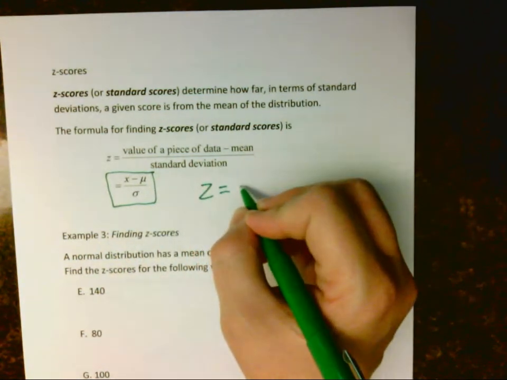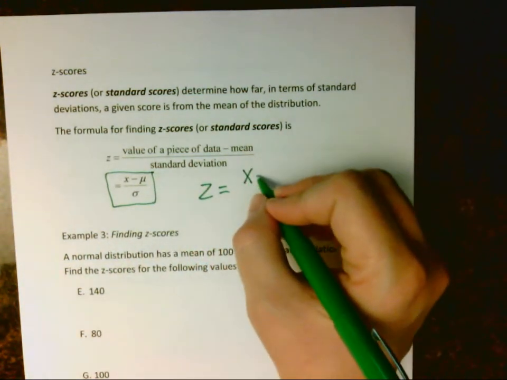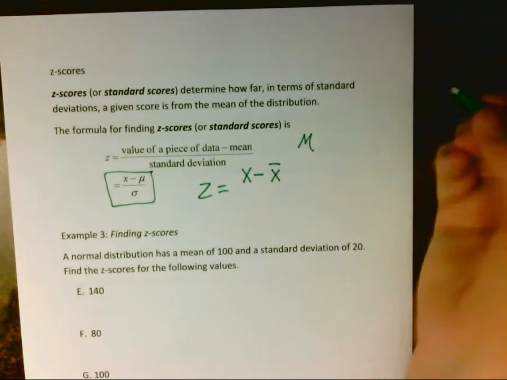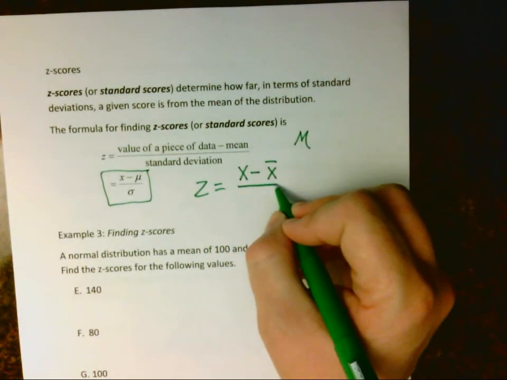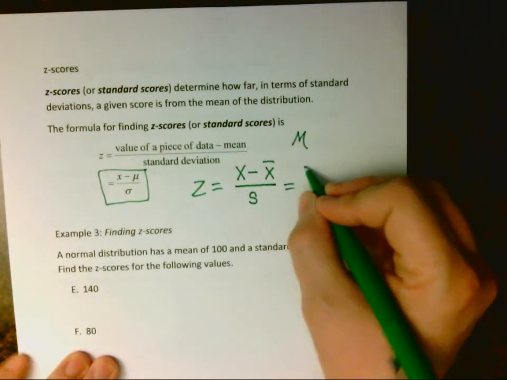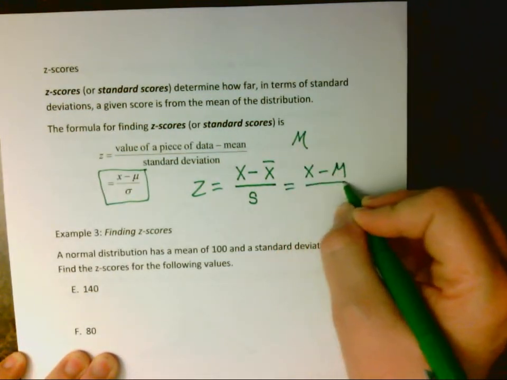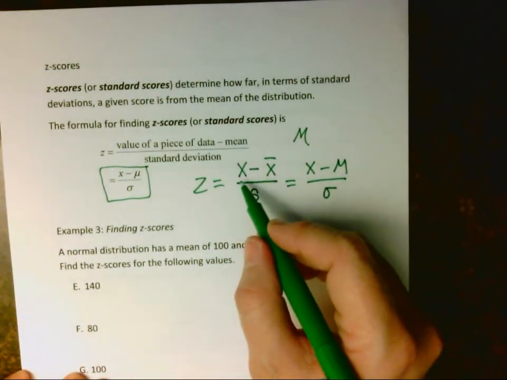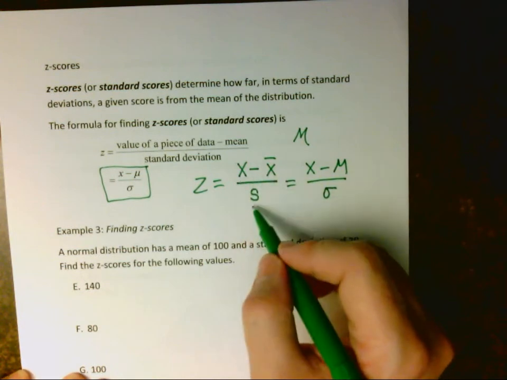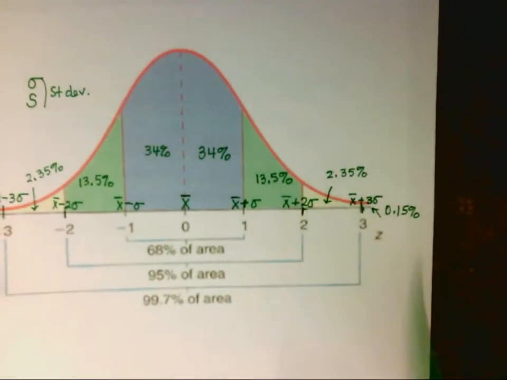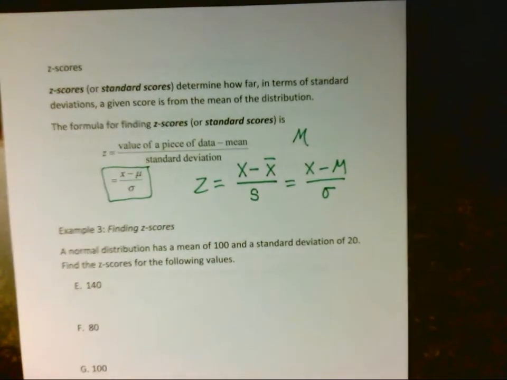Z is equal to the data minus the mean, and notice that sometimes they use mu depending on whether we're doing sample or population, divided by the standard deviation. So that's the same as x minus mu over sigma. Okay, so we take the value that we want to see how far it is from the mean, subtract the mean, and divide by the standard deviation. That will tell us how many standard deviations we are from the mean. Okay, let's do a couple of those and that will help.